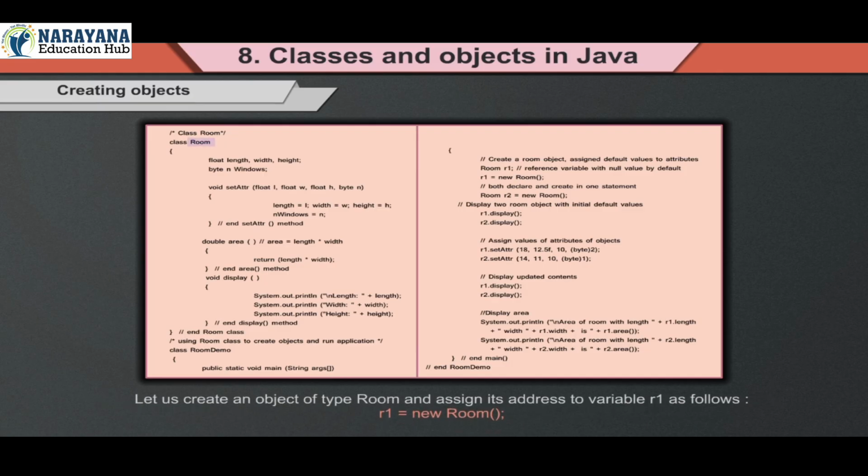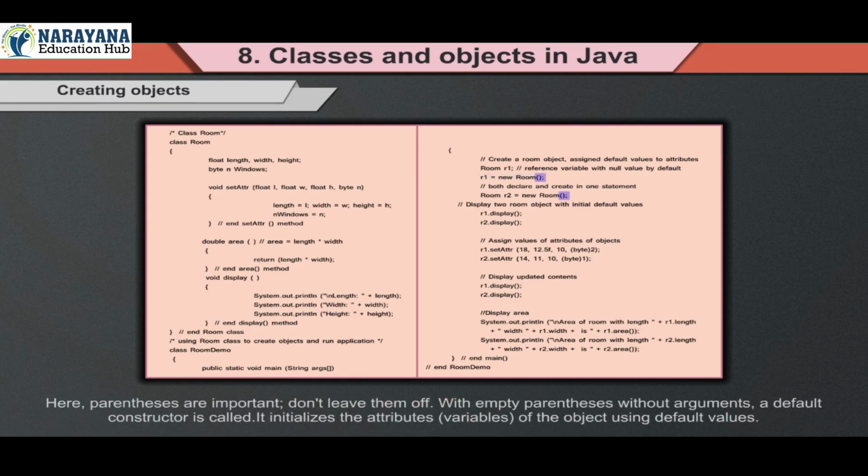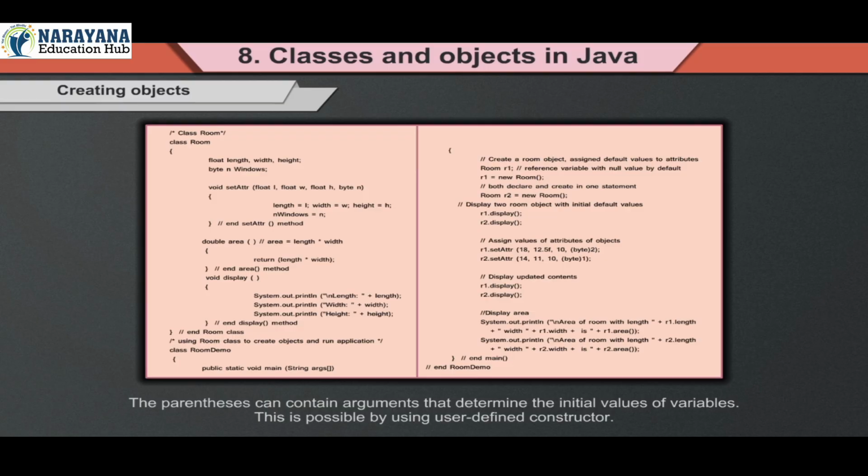Let us create an object of type Room and assign its address to variable R1 as follows. R1 = new Room(). Here, parentheses are important. Don't leave them off. With empty parentheses without arguments, a default constructor is called. It initializes the attributes, that is, variables of the object using default values. The parentheses can contain arguments that determine the initial values of variables. This is possible by using a user-defined constructor.